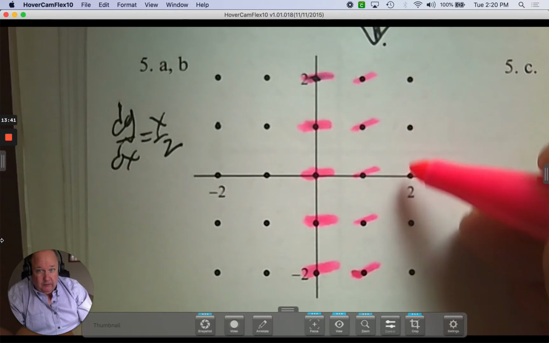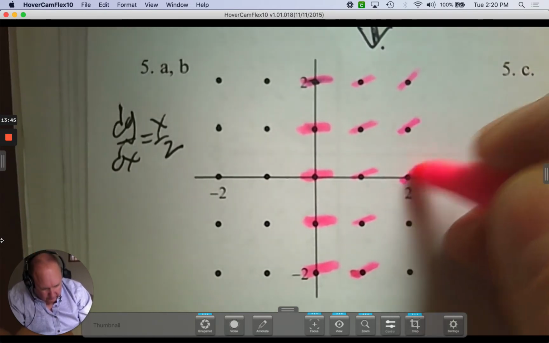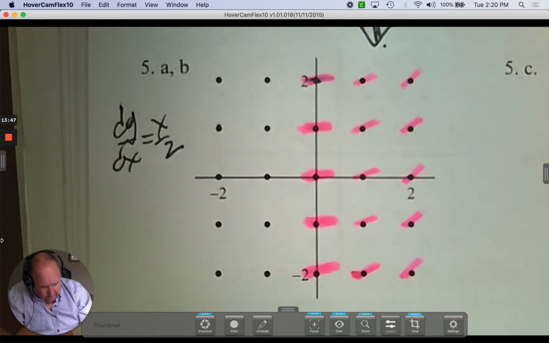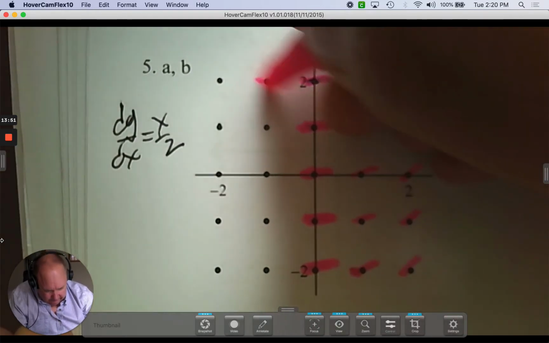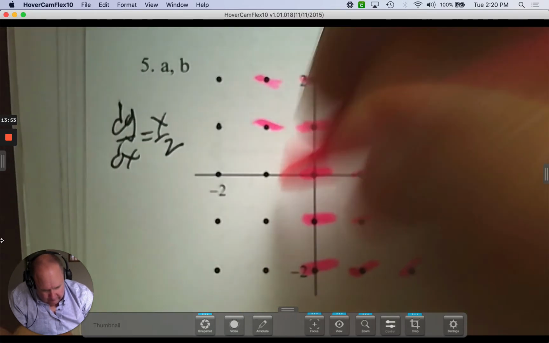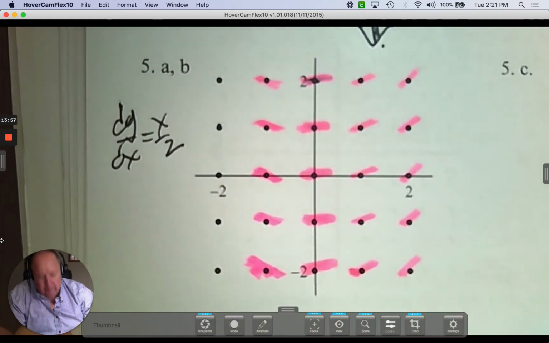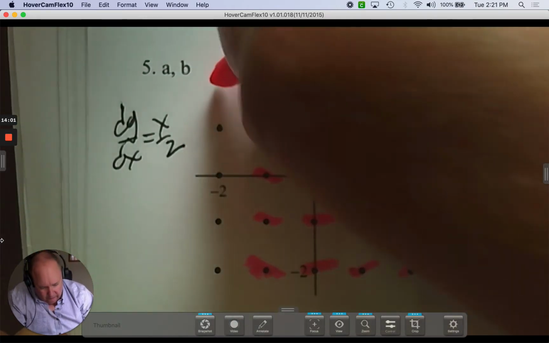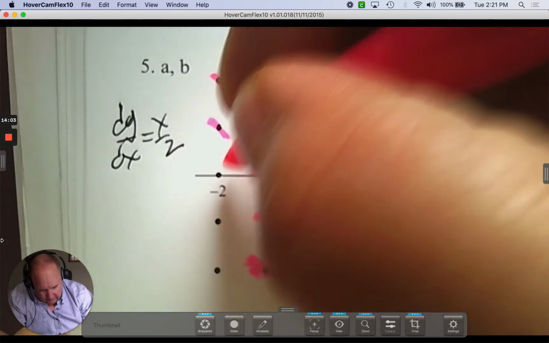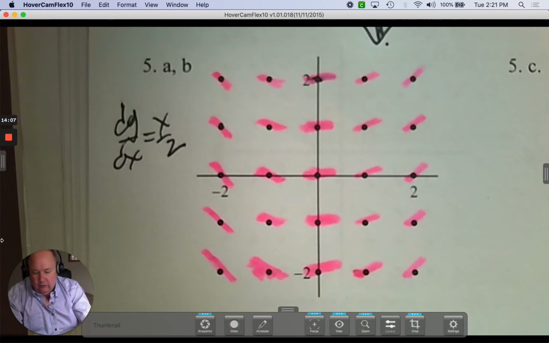Here, when it's 2, then the slope is 1. So up 1 and to the right 1. Here, -1 would be -1/2. Kind of a flatter slope. And then -2 would be -2 divided by 2, which is -1. So down 1 and to the right 1. So there's your slope field.